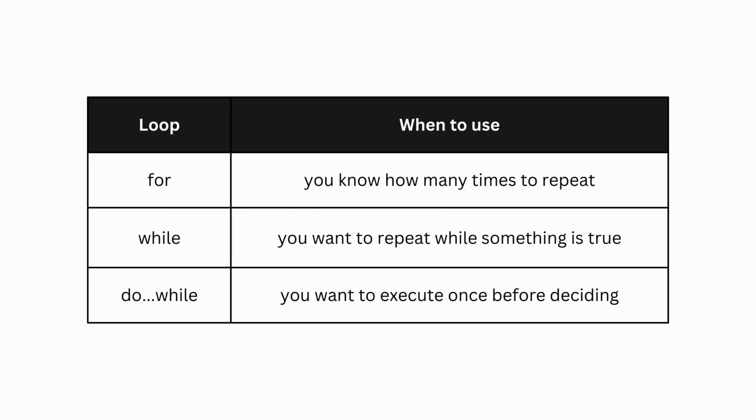Now you may be thinking, how do I choose the right loop structure? Well, if you know exactly how many times to repeat, choose for. If you want to repeat while a condition is true, choose while. If you want to always execute once, then keep going if needed, choose do while.